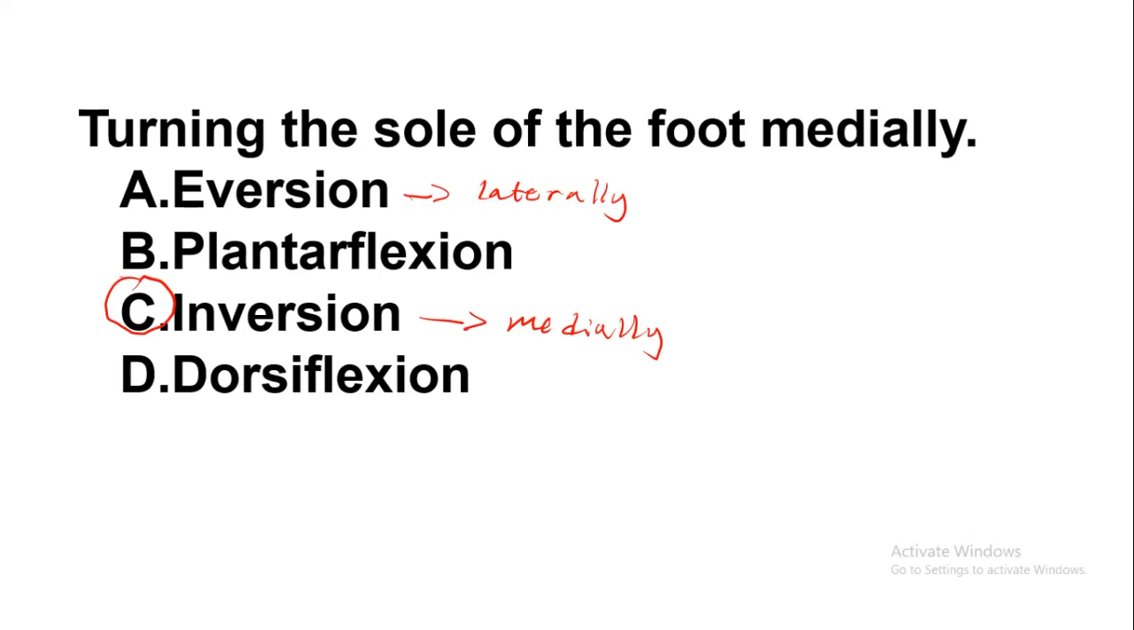So this is very important for you to understand. When the sole of the foot is turned medially, for example, in a case of a club foot, such a foot is said to be inverted. Now, when the sole of the foot is turned laterally, that simply means away from the median line, away from the sagittal line, such is said to be eversion.